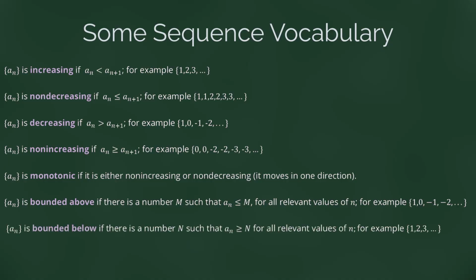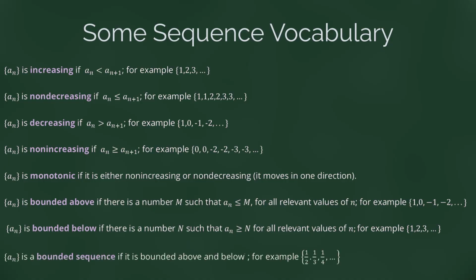The flip side of that, a sequence is bounded below if we can find the number n so that a sub n is bigger than or equal to n for all relevant values. There we could consider the sequence 1, 2, 3, and so on, and we can note that that is bounded below by either 1 or 0, or really any number smaller than 1 if we want.